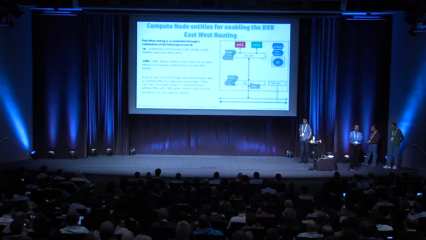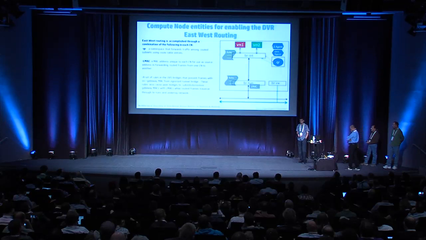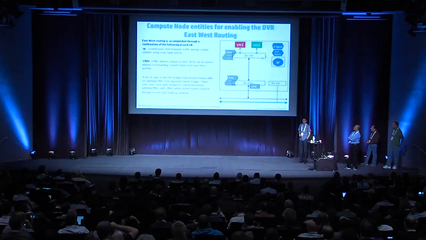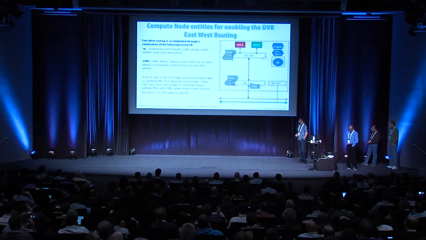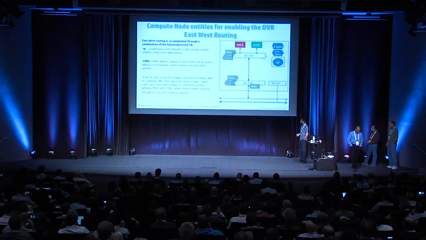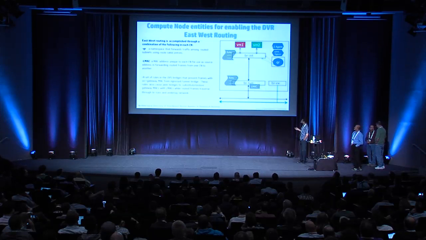For every compute node that runs Neutron, we designate a unique MAC, which is called the DVR local MAC. It is this DVR local MAC that would be carried in all the egress frames that are pushed out of the compute node as part of distributed routing. And then the third element is a set of OVS rules in OVS bridges.